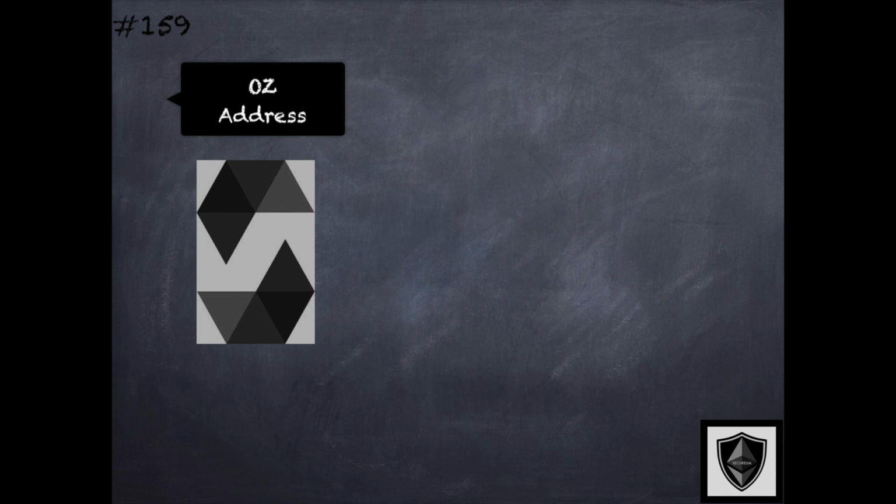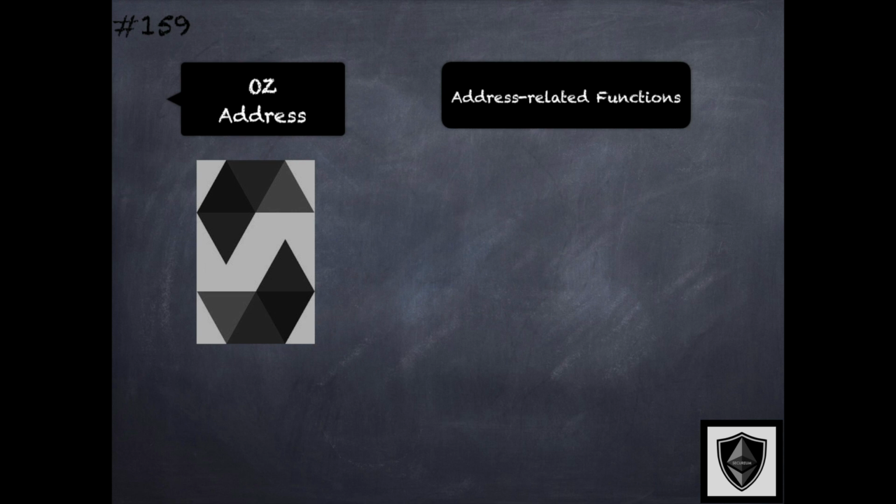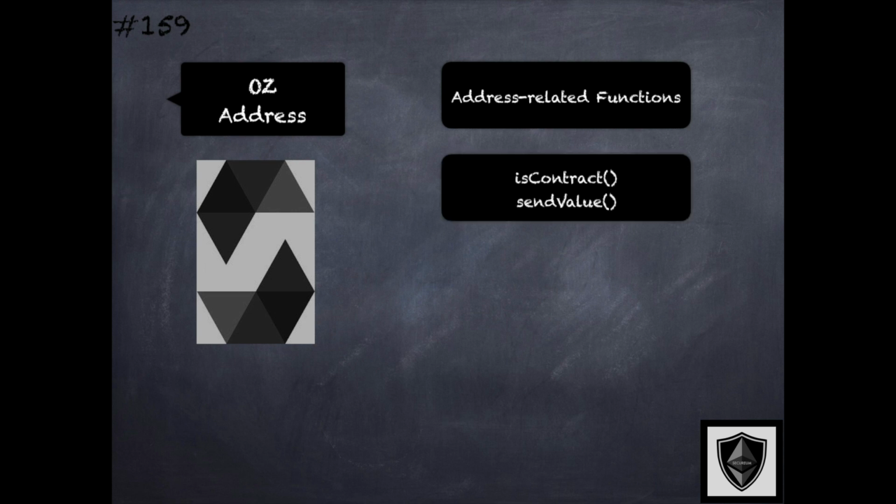The OpenZeppelin address library implements a set of functions related to the address type. The first one is the isContract function that we often encounter within different smart contracts. This takes an account address as a parameter and returns a boolean. This function returns true if the account address is a contract. However, if it returns false, then it is not safe to assume that the specified address is an externally owned account. And the reason for that is because isContract will return false in 4 different situations.